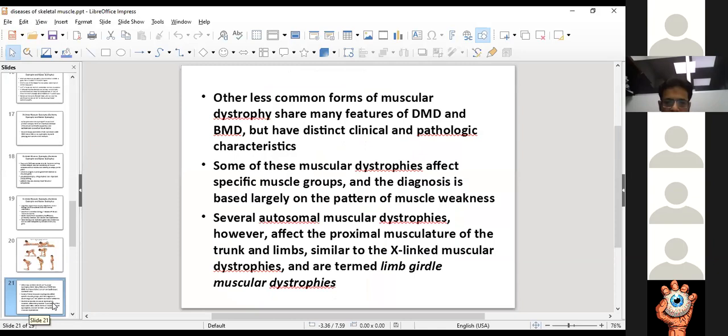Other less common forms of muscular dystrophy share many features of Duchenne's and Becker's, but have distinct clinical and pathological characteristics. Some of these muscular dystrophies affect specific muscle groups, and diagnosis is based largely on patterns of muscle weakness. Several autosomal muscular dystrophies, however, affect the proximal musculature of the trunk and limbs, similar to the X-linked muscular dystrophy, and are therefore called limb girdle muscular dystrophies. Obviously, they are less common and less severe as compared to Duchenne's and Becker's.